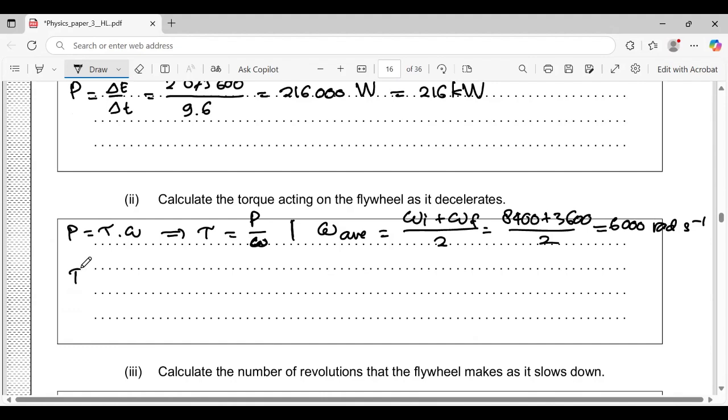Next, we're going to find torque. Torque equals 2.16 times 10 to the power 5 over 6,000. And the result is 36 newton meters.